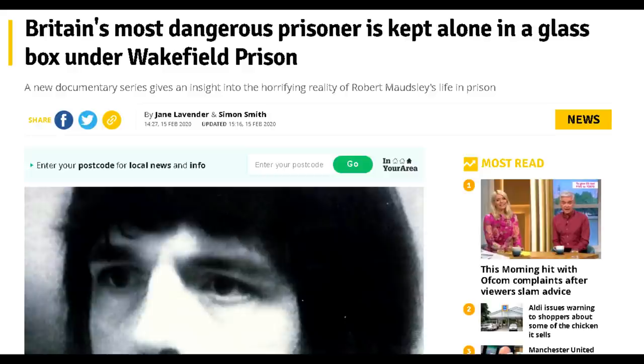We also have a prisoner in the British system here who is currently locked away in a sort of glass cage type cell, completely kept away from everybody, because he has a complete and utter hatred of paedophiles.